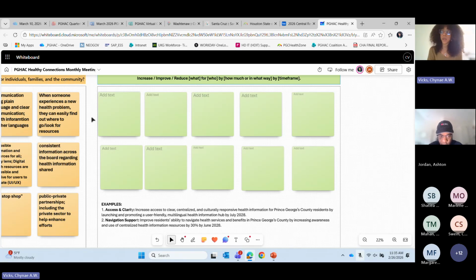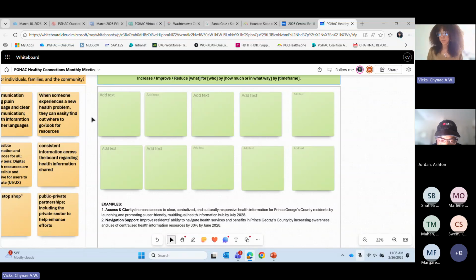Or if we wanted to look at navigation support, an example might be that we want to improve residents' ability to navigate health services and benefits in the county by increasing awareness and use of centralized health information resources by 30%, right? We don't have to get that specific if we don't want to, but we can if we have a way to track it, right?